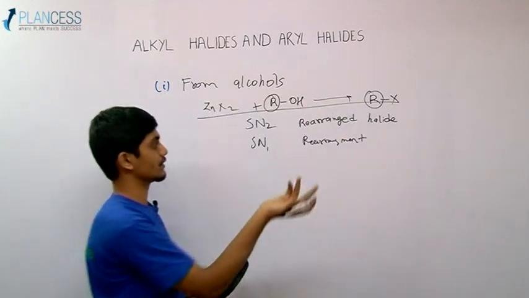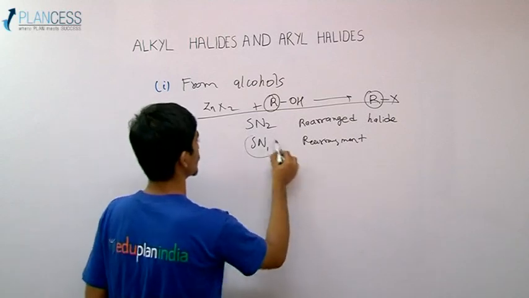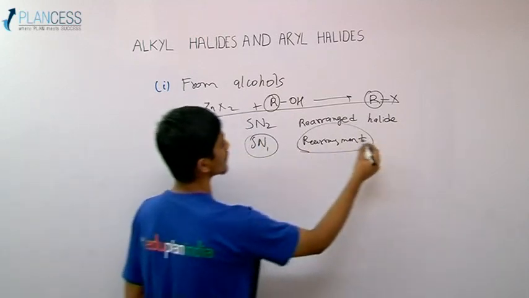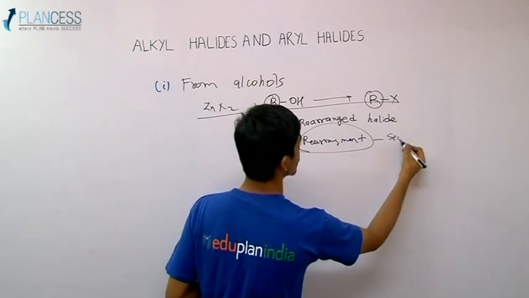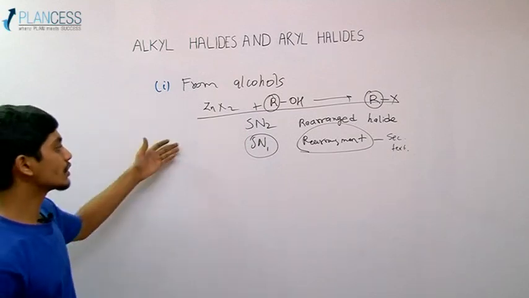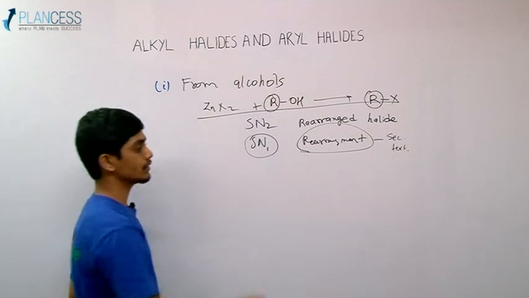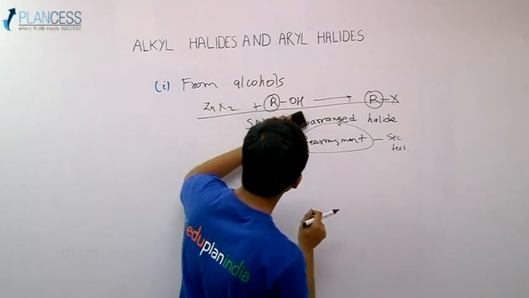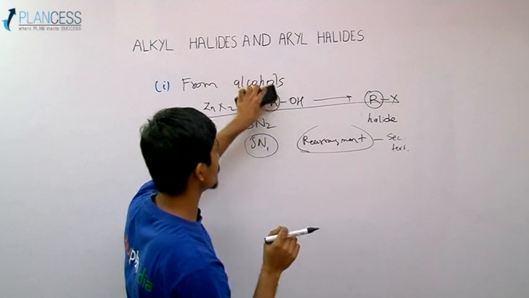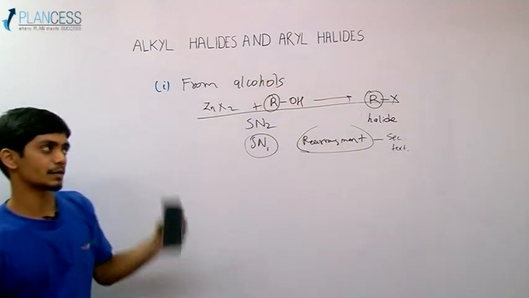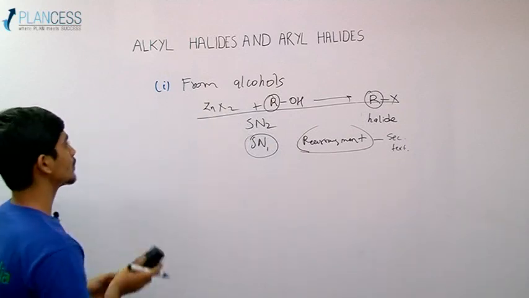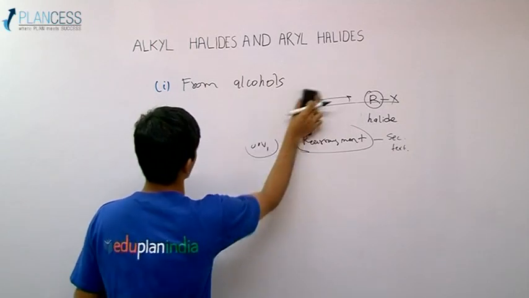Now we have discussed the mechanism, that is SN1, it goes through a rearrangement, and mostly this rearrangement is for secondary and tertiary halides. For primary straight chain compounds, you do not get a rearranged compound, you just get the same halide. That is, this R group does not rearrange and it gives you the same R group plus X. Fine. This was a simple method for preparation of alkyl halides from alcohols.